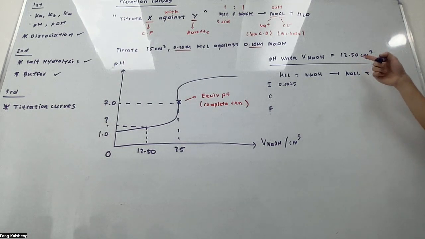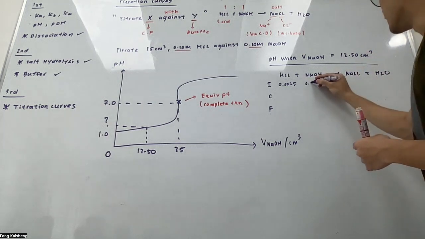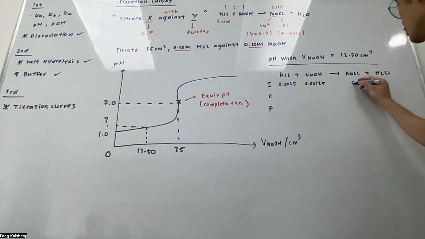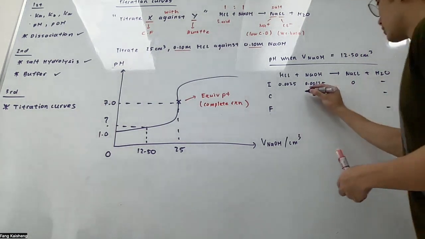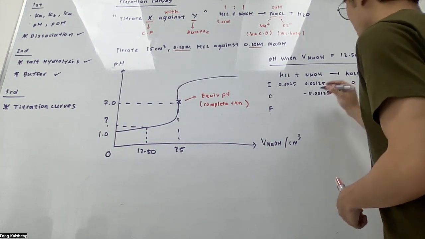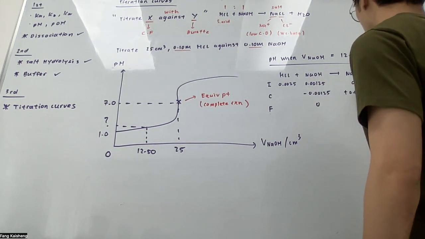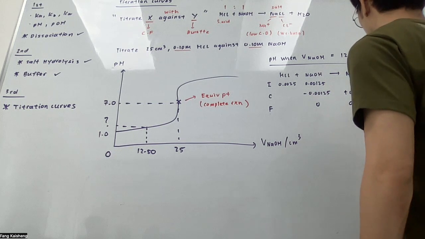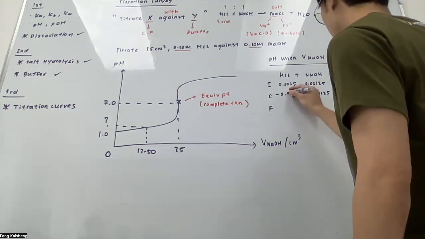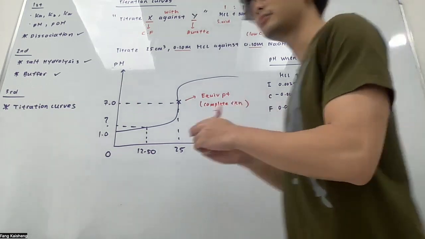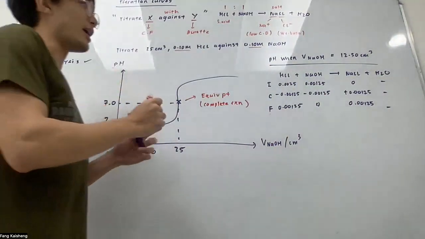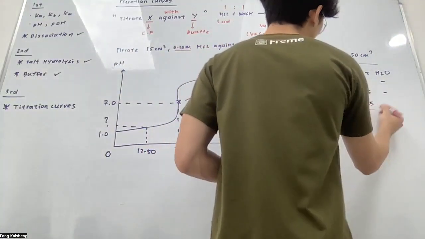Here I added 0.00125. Initially we don't have any of these. I don't really care about water anyway. Okay, why? Good. This is the limiting reagent. You plus on the right hand side, minus on the left hand side. So guys, right now, this is the resulting solution. I have HCl and a salt.